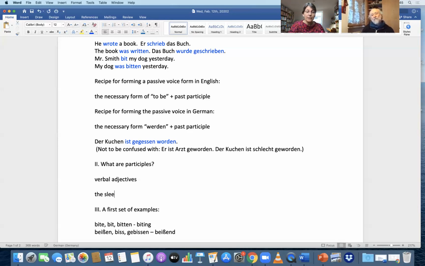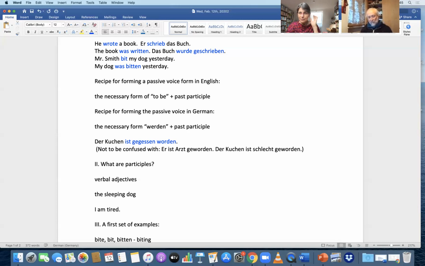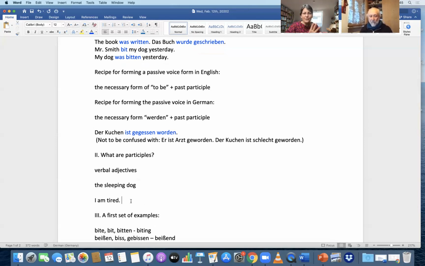The sleeping dog, then we have an adjective, right? A participle as adjective. I am tired. We have a participle as predicate complement, as clause element. Does that make sense? Yes. Just very, very broadly speaking.